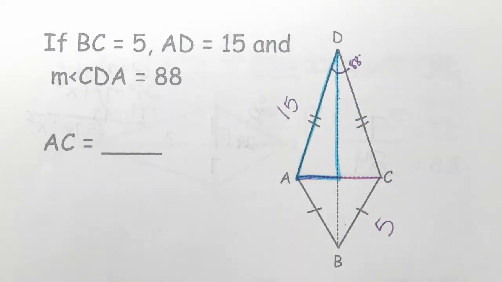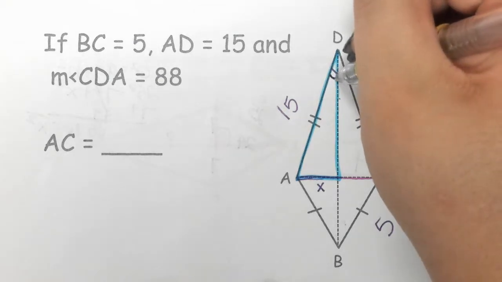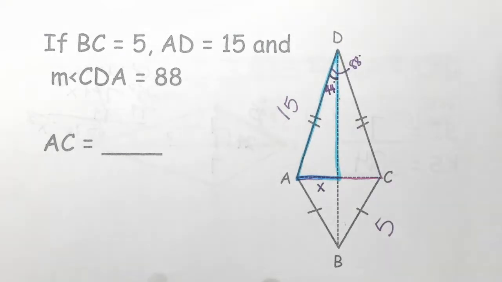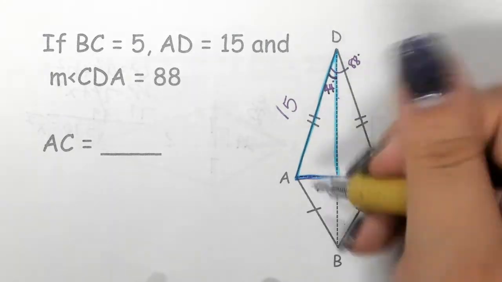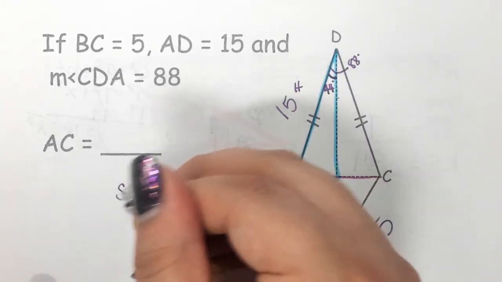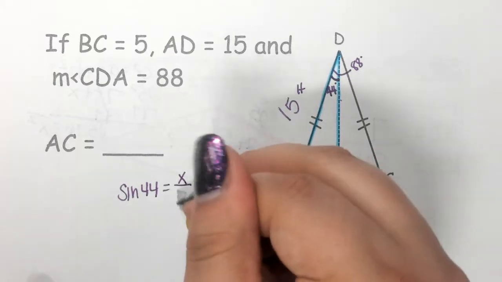How do I find this side down here? There's another way of finding it. We have to do trig. So what's this angle right here? 44 degrees. Okay. What am I given here? Opposite and hypotenuse. So I have to do the sine of 44 is opposite over hypotenuse.